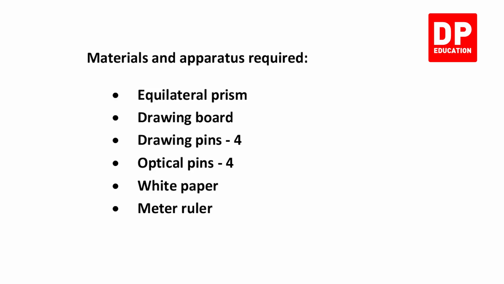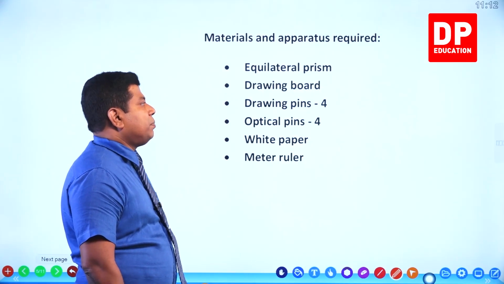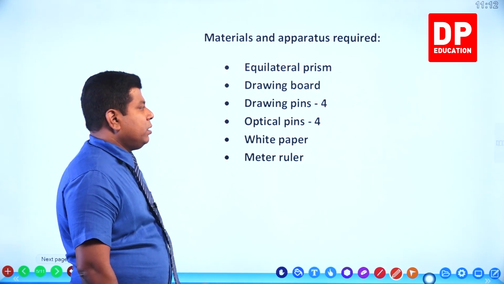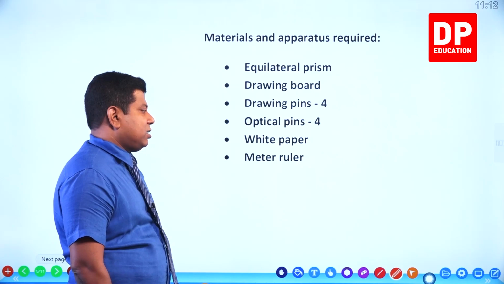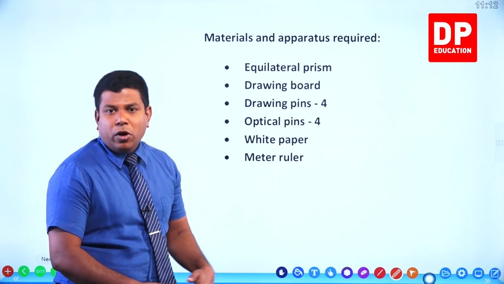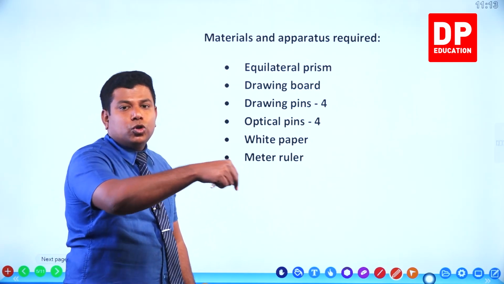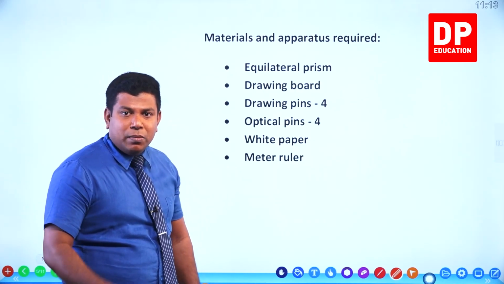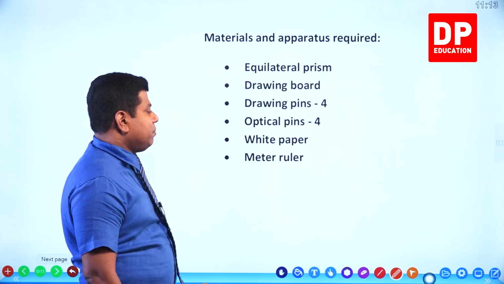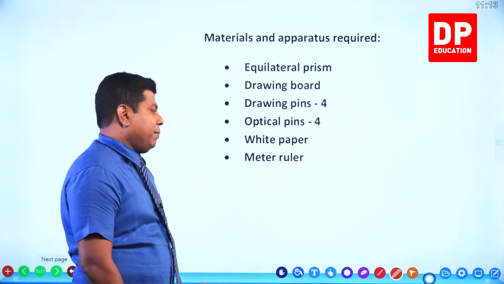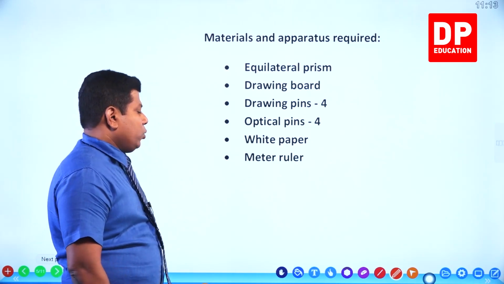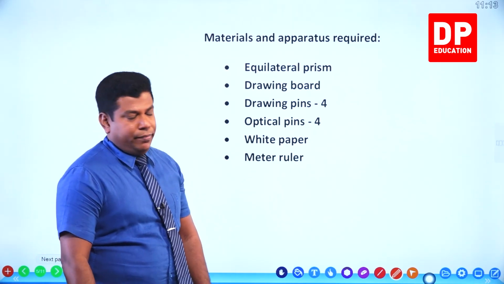What are the materials and apparatus required to do this experiment? Usually we use an equilateral prism, a drawing board, drawing pins, and optical pins. Drawing pins are to fix the paper on the drawing board. Optical pins will be used to demark the lines. The incident ray and emergent ray can be marked by optical pins. White paper, because on white paper we can draw the lines, and a meter ruler just to draw the lines.